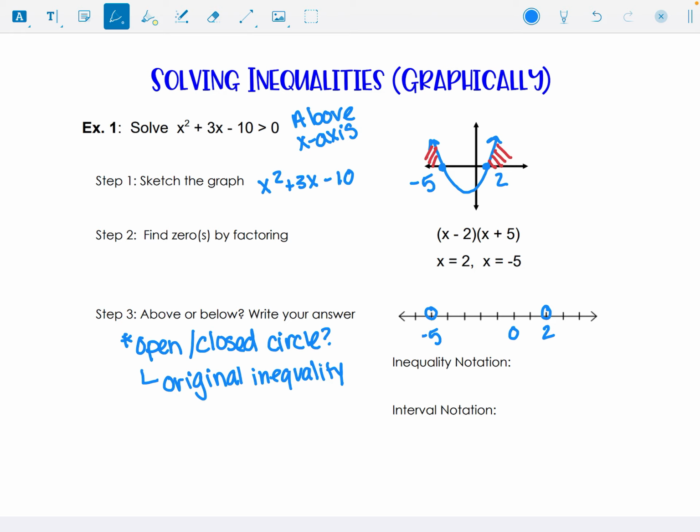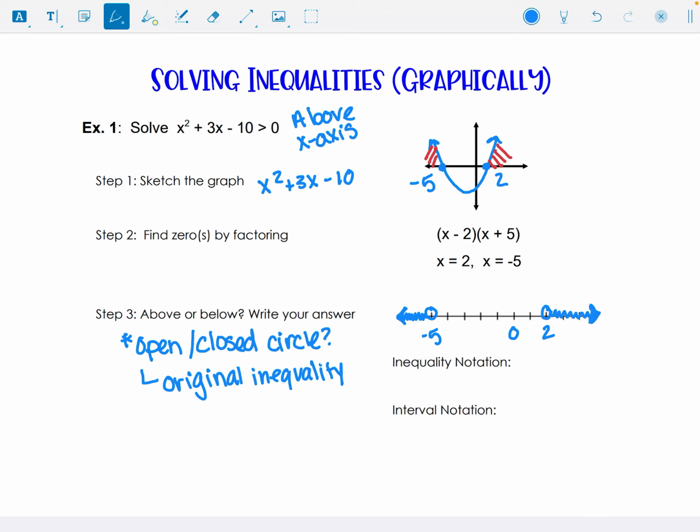That will always be the case, that you're marking off the zeros on the number line. And then since I shaded in up here in red on the left side of negative 5, my number line is going to be shaded in on the left side of negative 5. And then also, since I shaded in to the right of positive 2, I have to do the same thing, shade to the right of positive 2 on my number line.